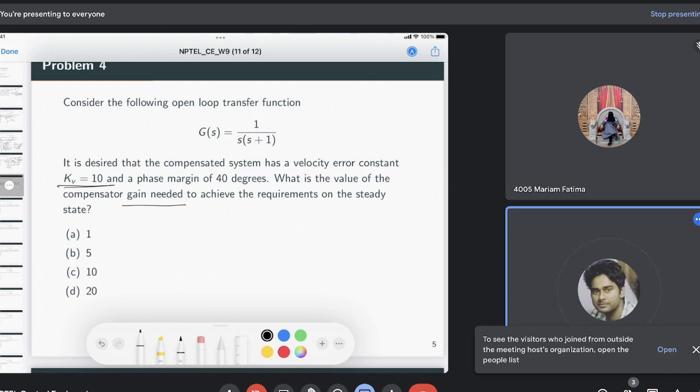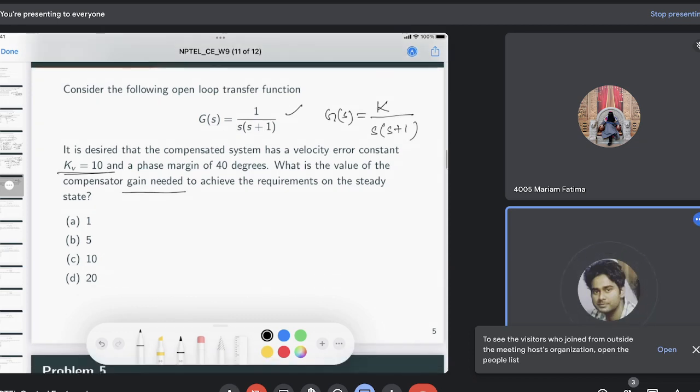To compute this gain, we already know how. If the transfer function is given and we are just adding a gain to it, then it will be just some gain times this transfer function. To compute the steady state error, we know that kV is the simple limit of sG(s) as s goes to 0. So this will give the velocity error constant, right?